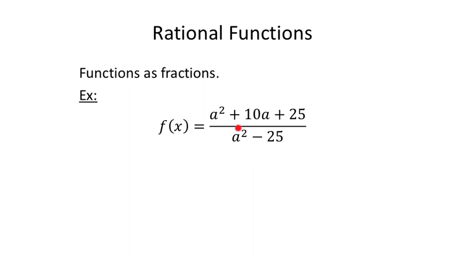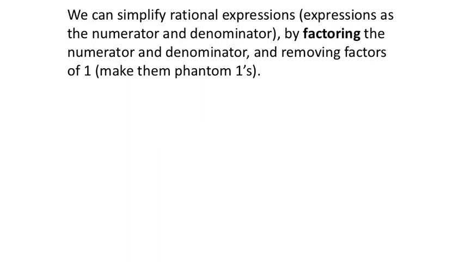Don't worry about the whole fraction right here. Focus on one part at a time, factor that out, and then go back and see what it looks like as a factored fraction. Because once it's factored, you may notice some things. So we're simplifying these rational expressions. Just remember that anything divided by itself is 1, by factoring the numerator and denominator and removing factors of 1. So we're going to make these phantom ones.